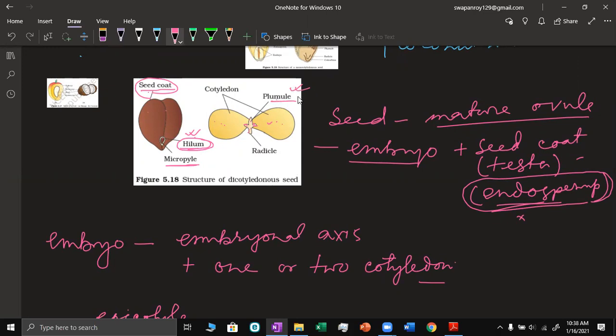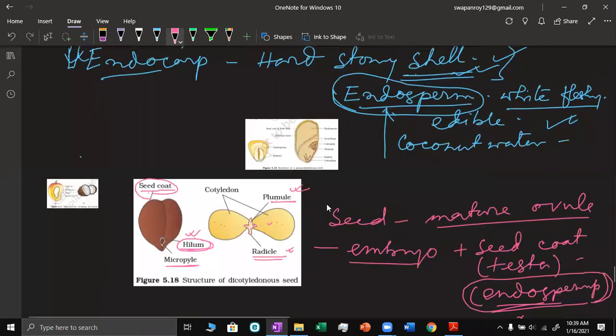Plumule will give rise to the shoot system. Stem, leaf, branches will develop from the plumule. And at the other end, in the hypocotyl, there is the radicle. Radicle gives rise to the primary root. So root develops from the radicle. So this is the structure of the dicot seed. In the monocot, there is a typical monocot seed. There is a little bit of difference there.